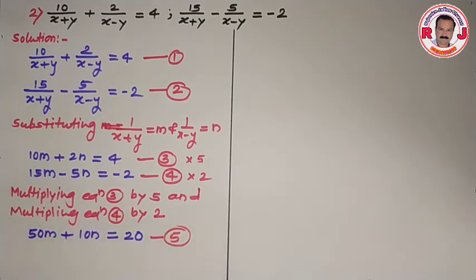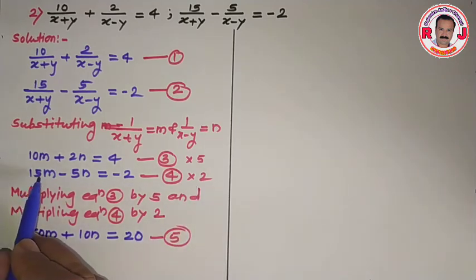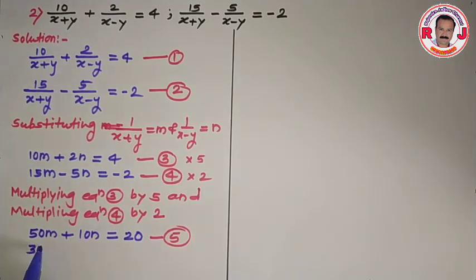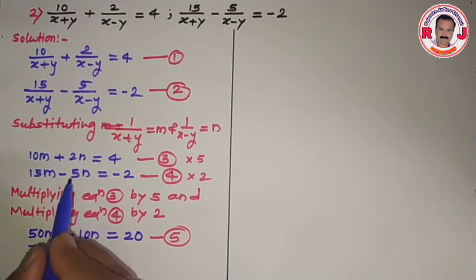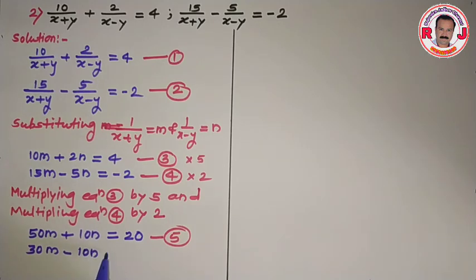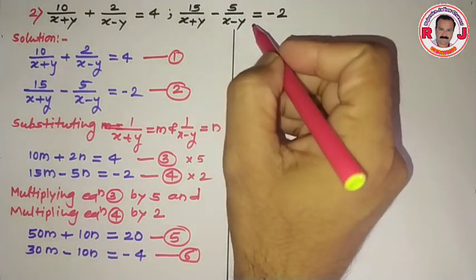And multiplying equation 4 by 2: 15 2s are 30m minus 5 2s are 10n is equal to 2 2s are 4, and here minus 4. This is the equation 6. The coefficients of variable n are plus 10 and minus 10; here the sign is different. Then adding these two equations, adding equation 5 and 6 to eliminate the variable n.